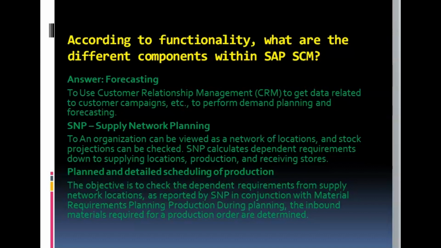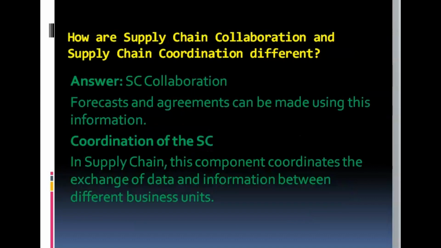Production planning and detailed scheduling. The objective is to check the dependent requirements for supplying network locations as reported by SNP in conjunction with material requirements planning. During production planning, the inbound materials required for a production order are determined.